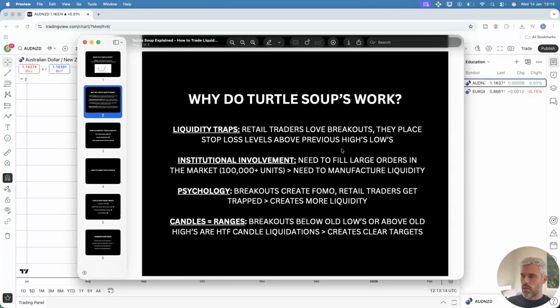So they become not only something that from a pattern perspective we can trade, but from a higher time frame perspective, thinking about how candles tie together, they give us very clear points in the market that we can take either swing positions or day trades, depending on the time frames that you're analyzing. So that's why turtle soups work.